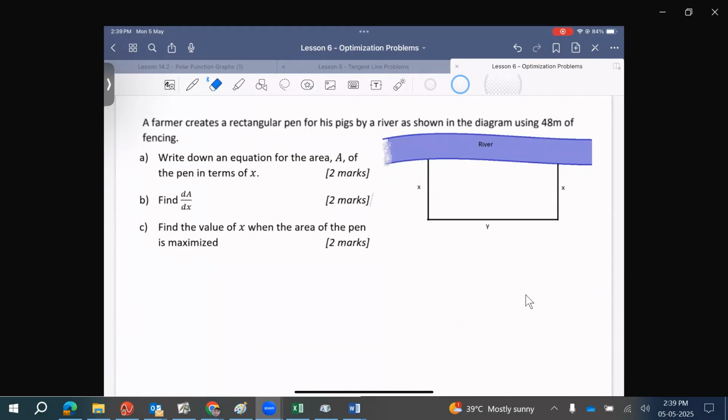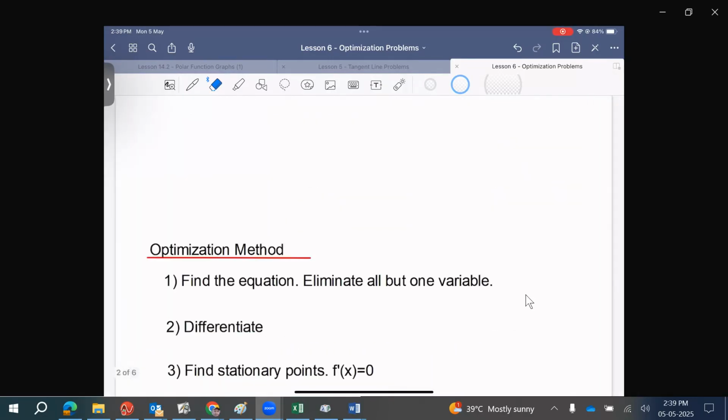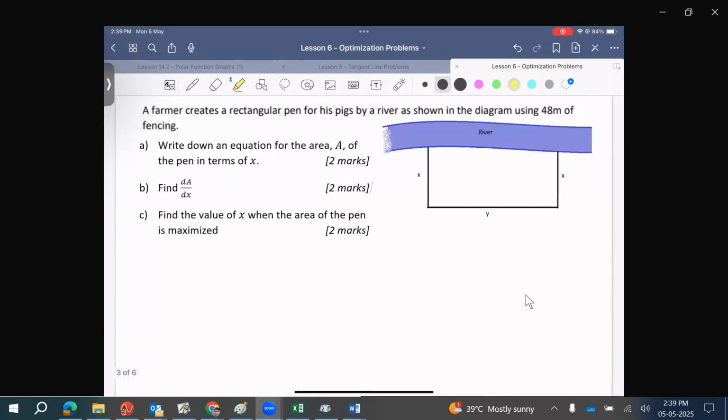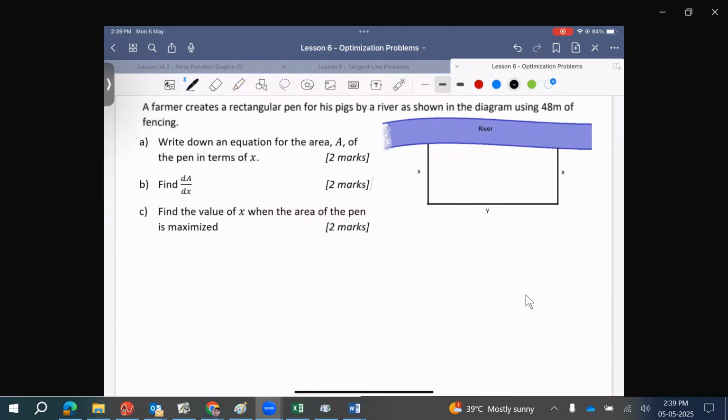A farmer creates a rectangular pen for his pigs by the river shown using 48 meters of fencing. Write down an equation for the area A of the pen in terms of x. So this is step 1 of the method, finding the equation. This one's pretty easy. So what we've got here is we need to find what the area is. So the area is going to be equal to x times y. It's a rectangle, so it's a fairly straightforward rectangle.